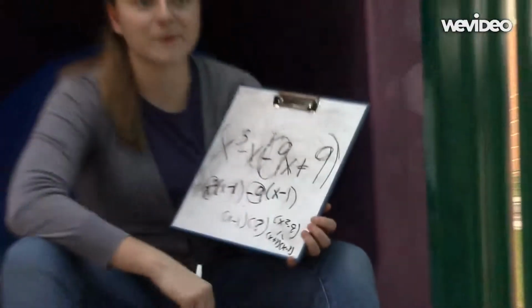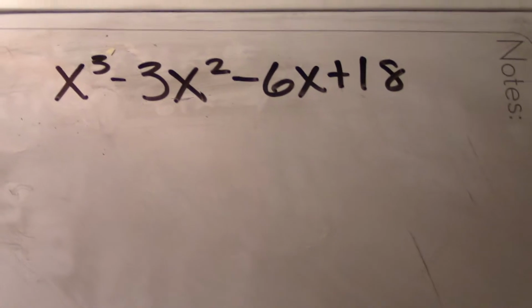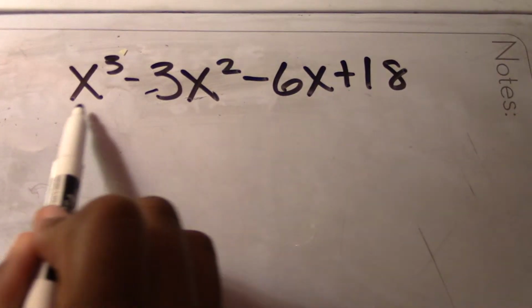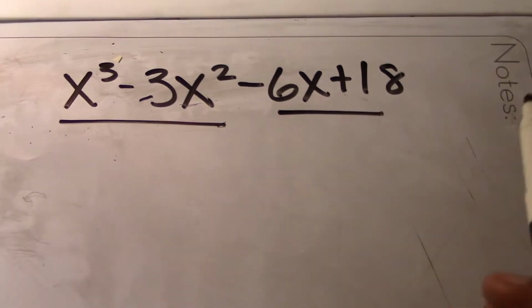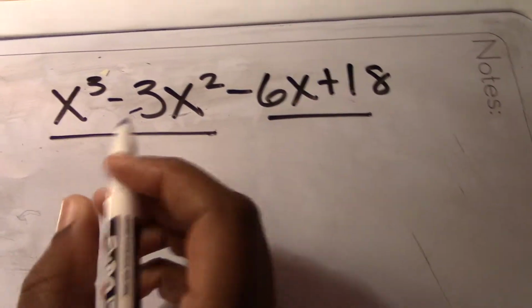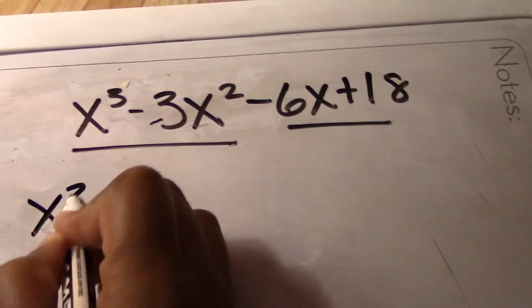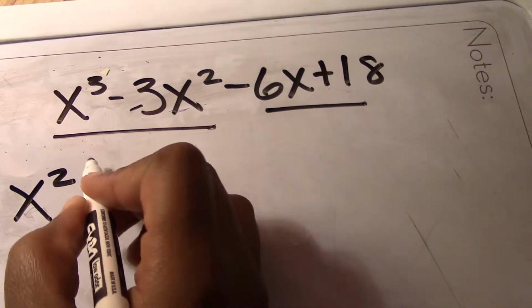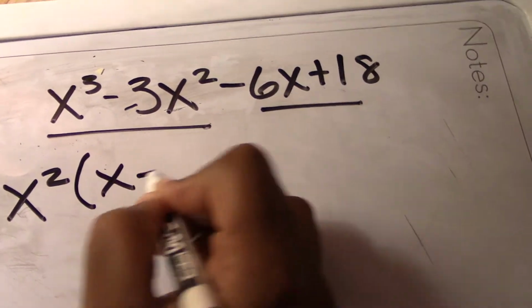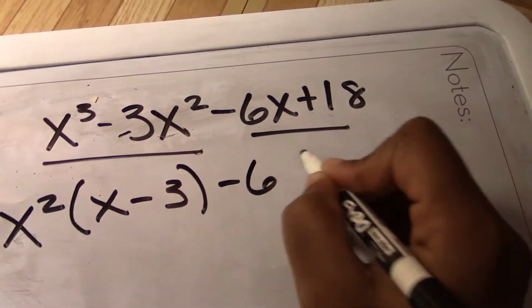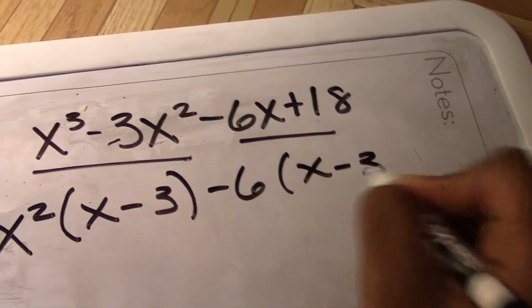I get it. Okay, just to make sure we have everything right, here's our problem. The first step would be to find the groups. These are the two groups in the problem. And then you would take out the common factors. So it would be x squared, and then that would leave you x minus 3. And then for this one, you take out negative 6, which would leave you x minus 3.